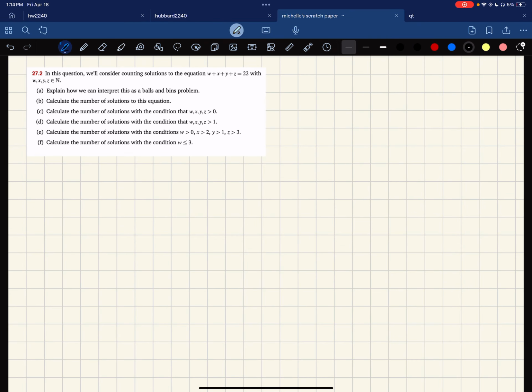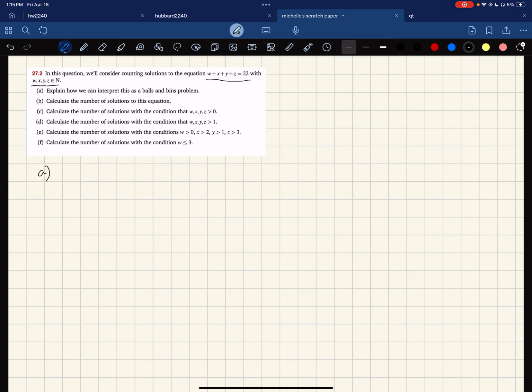Okay, let's consider this question 27.2. So we're counting solutions to the equation w plus x plus y plus z equals 22, where w, x, y, z are all natural numbers. Okay, so let's look at question A.